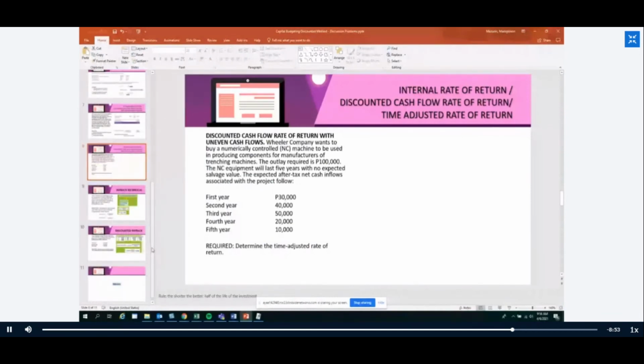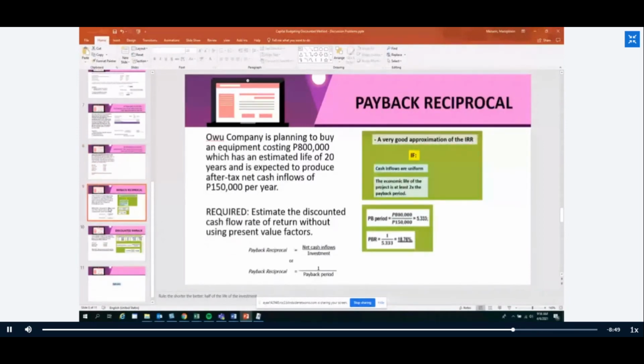Ngayon, kung wala nang questions sa IRR, punta na tayo dito sa payback reciprocal. Mas kabisado niyo na ito dahil ilang beses natin itong tinake up last time, no? Paano ba yung pag-calculate ng payback period? Payback period is your investment over the net cash inflow, no? So that's payback period. So ang payback reciprocal is simply 1 over the payback period.